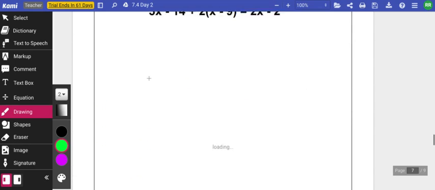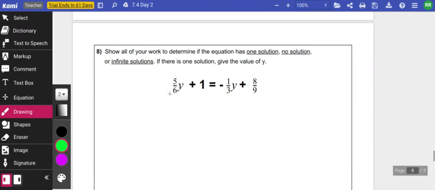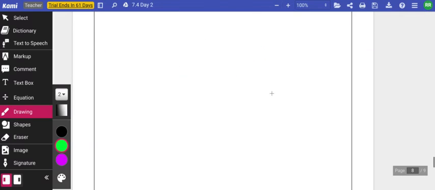Okay, so there's 7. Here's 8, has fractions in it. As you can see, the denominators are 6, 3, and 9. So you want the least common denominator of 3, 6, and 9. Whatever that is, that's what you'll multiply both sides of the equation by to eliminate the fractions.